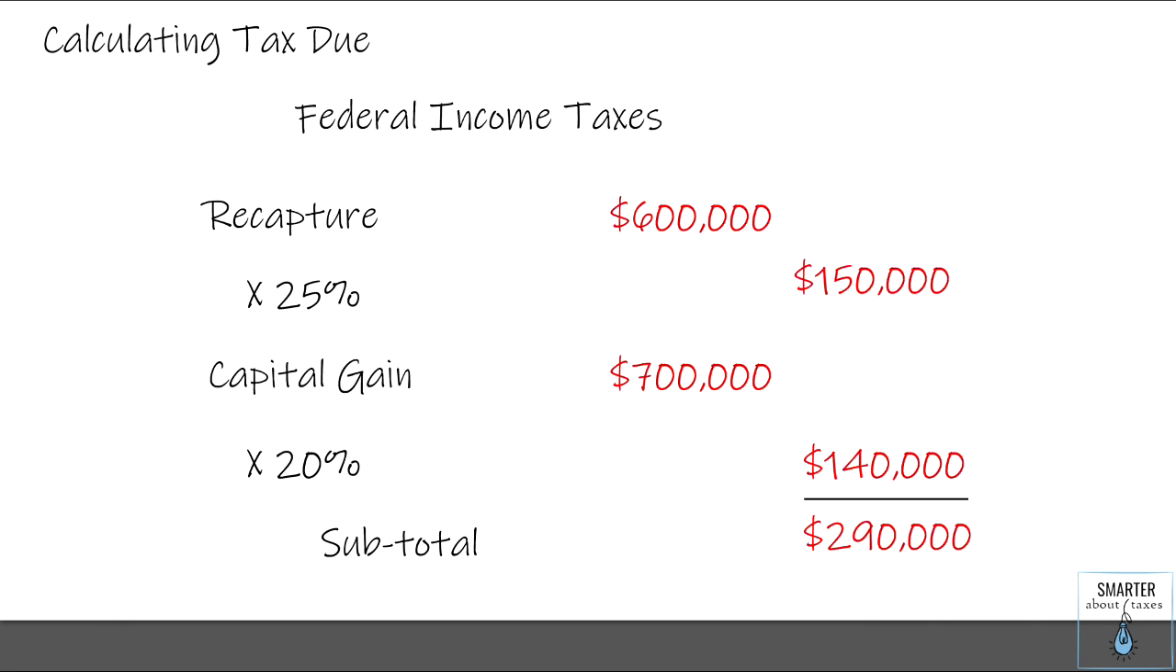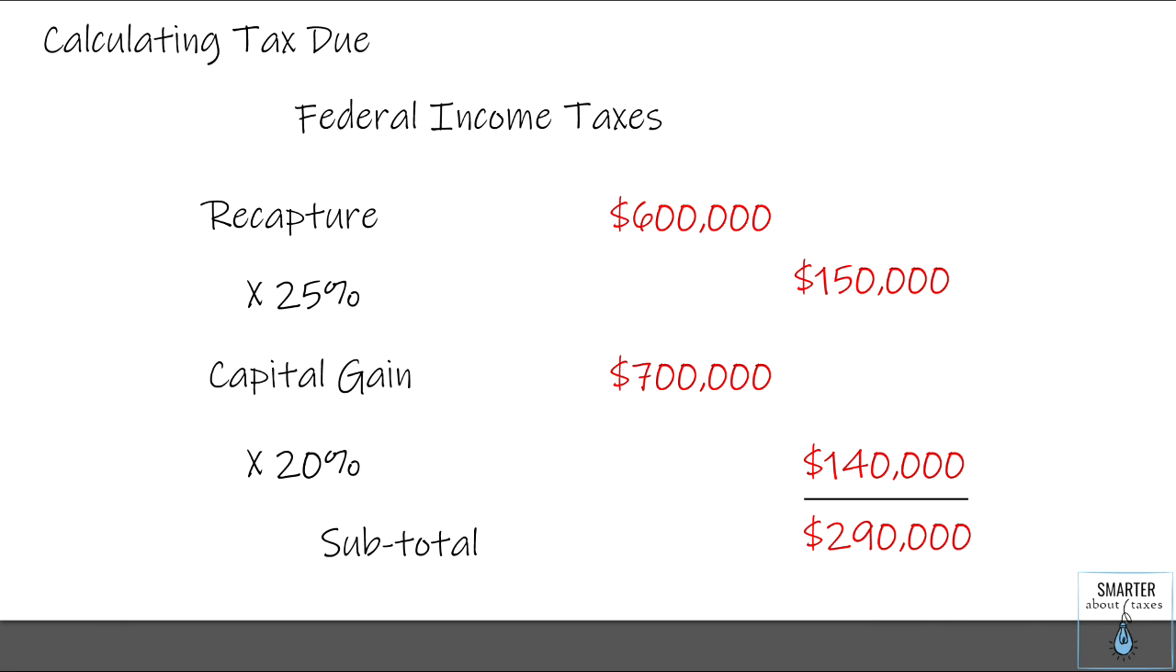Here's the calculation. Our recapture of $600,000 times a 25% rate is $150,000. Our capital gains of $700,000 times a 20% rate is $140,000. We add those together, and our subtotal for federal tax is $290,000. I always tell people, they say recapture is bad.